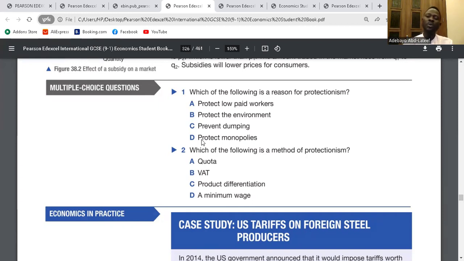And the last one, protect monopolies. Protecting monopolies is not even a government objective or government macroeconomic objective, because government wants to increase competitiveness. Monopolies bring about increasing prices and less choice for consumers. That means the welfare of consumers will not be there. So government wants to improve the welfare of consumers. As a result, government would never want to protect monopolies. Is it clear? So that's question 1, which is C.